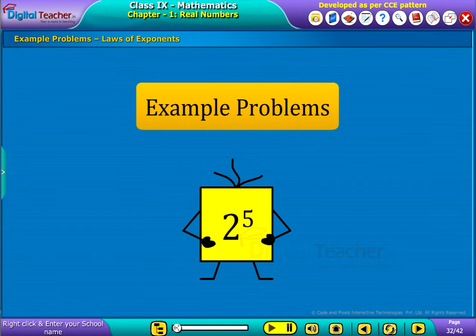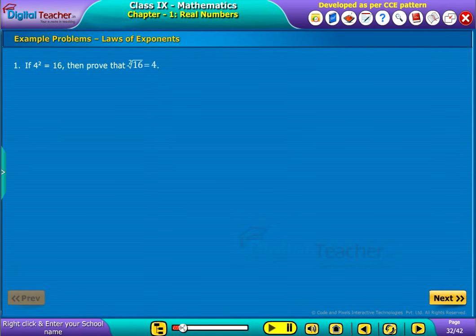Let us solve few example problems on laws of exponents. If 4 square equal to 16, then prove that square root 16 is equal to 4. Solution. Given that 4 square equal to 16. By further solving, we get as shown on screen.